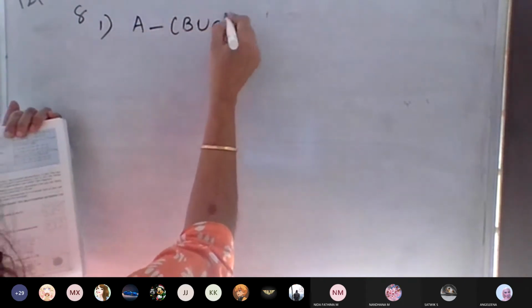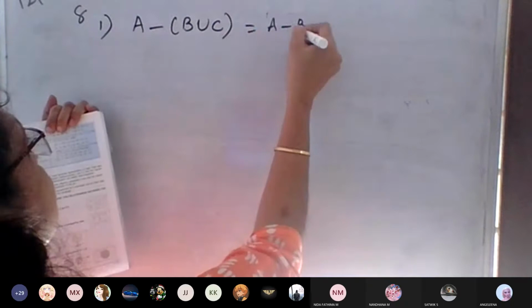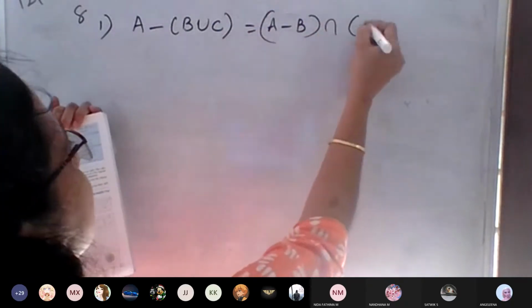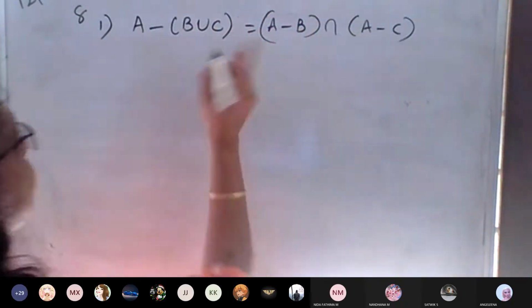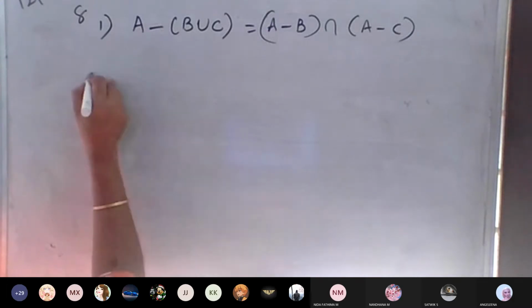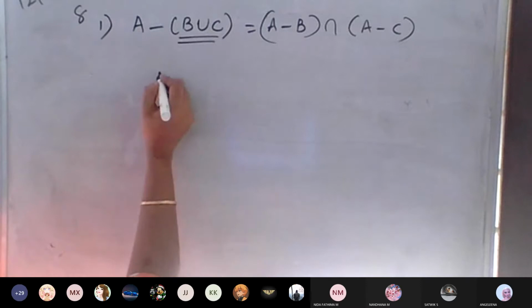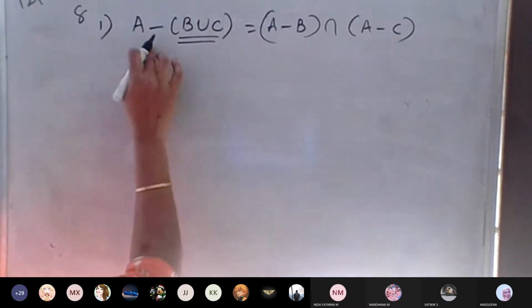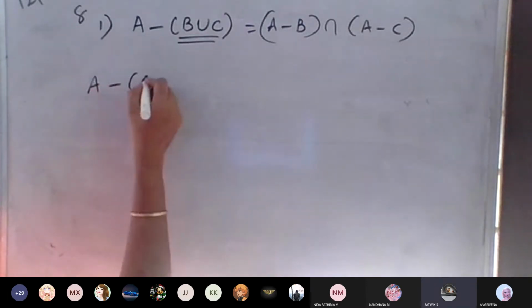8th question, first one: we want to verify A minus B union C is equal to A minus B intersection A minus C. First we have to find A, B and C in roster form. So how can we find? First we have to find B union C. Then we have to subtract this from A for the final answer.